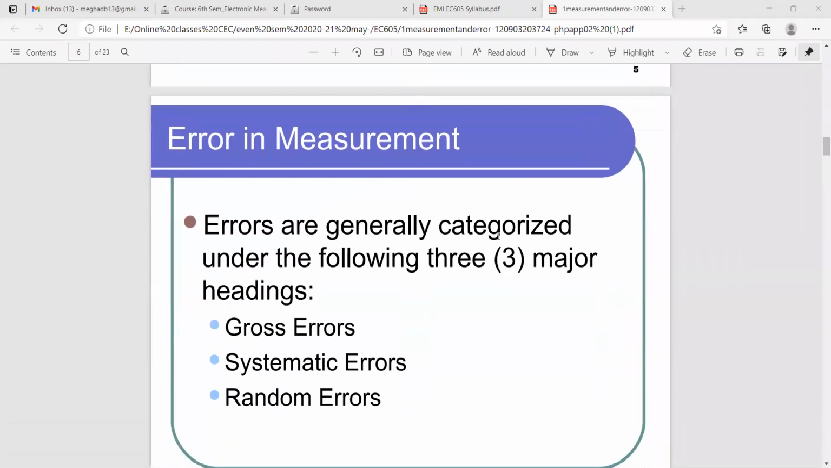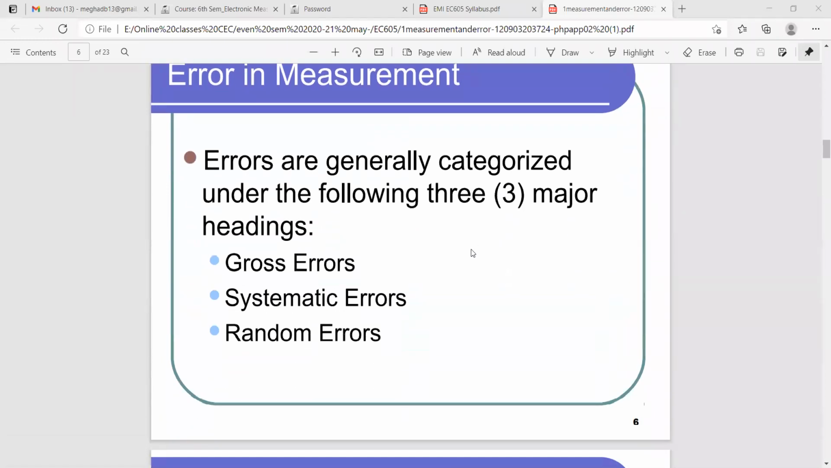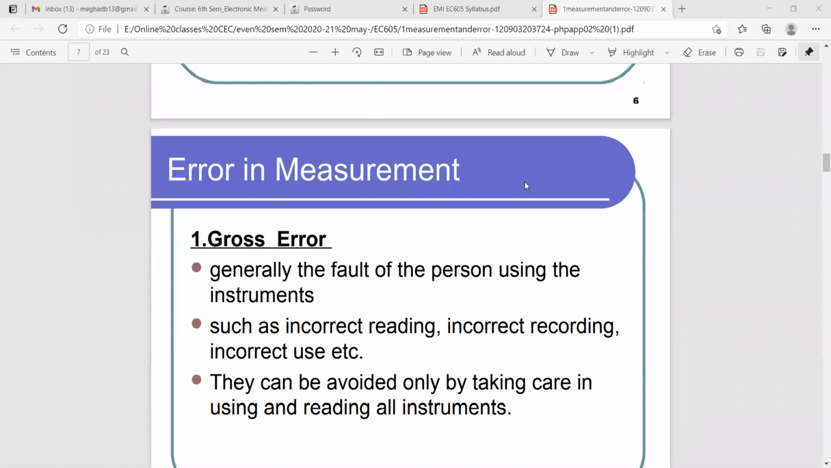Now, errors are generally categorized into 3 major headings. As I told you, gross error, systematic error, and random error. So these 3 errors are very, very important in EMI. Whatever calculations we do, we mainly try to evaluate these 3 errors. So let us see what these errors are in the slide.